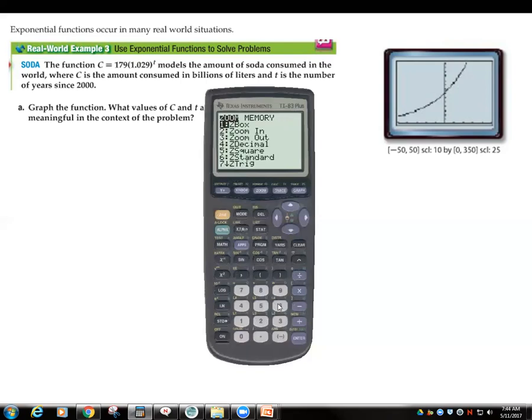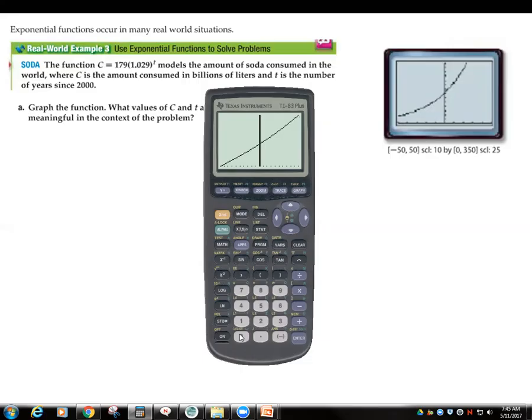If I hit zoom 6, that's going to give me the standard viewing window, which goes from -10 to 10 on the x-axis as well as the y-axis. Nothing's there. Why? Well, when you graph it in that viewing window, the graph doesn't show up because it's outside of that viewing window. First thing you can do from there is hit zoom and go down to zoom fit, which is choice 0 on this calculator. What the calculator will then do is automatically calculate a viewing window that will help you see more of the graph of the function.